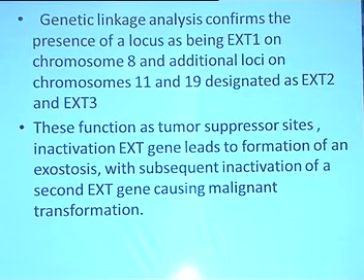Again, a genetic study showed that genetic linkage analysis confirms the presence of a locus on EXT1 on chromosome 8 and additional loci on chromosomes 11 and 19. These function as tumor suppressor sites. Inactivation of an EXT gene leads to formation of an exostosis, with subsequent inactivation of a second EXT gene causing malignant transformation.